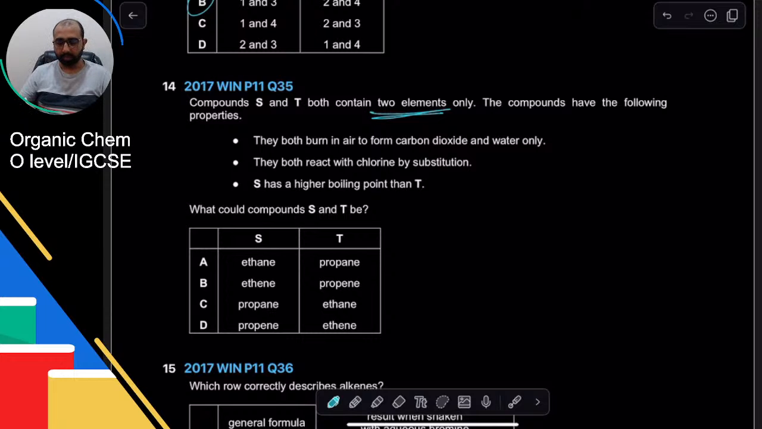S has a higher boiling point than T. That means S is a bigger molecule. So let's see. They're both alkanes, and S is bigger. So A is likely to be the correct one.